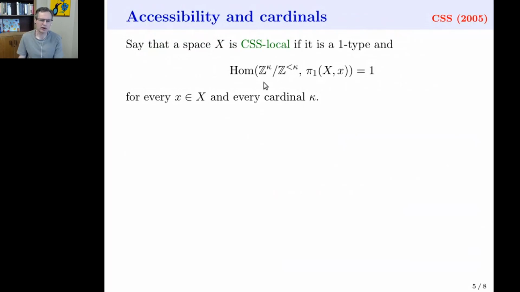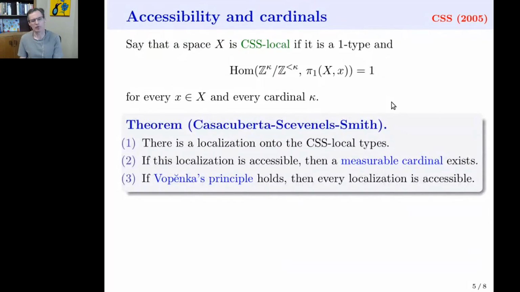And these groups here, Z to the kappa is the kappa indexed product of copies of the integers. And Z less than kappa is the subgroup consisting of families where the support has cardinality strictly less than kappa. Seems like a strange thing to choose, but that's the collection of spaces they choose as their subuniverse in our terminology. And here's what they prove.